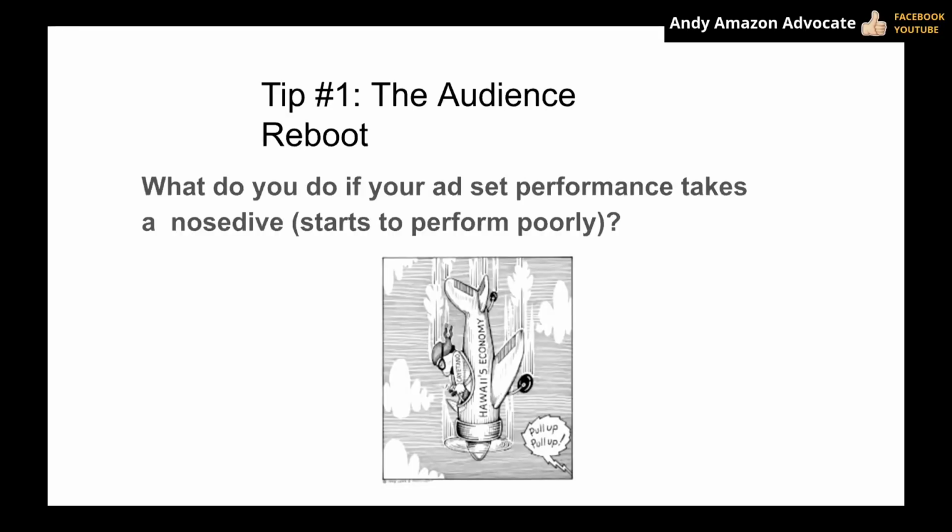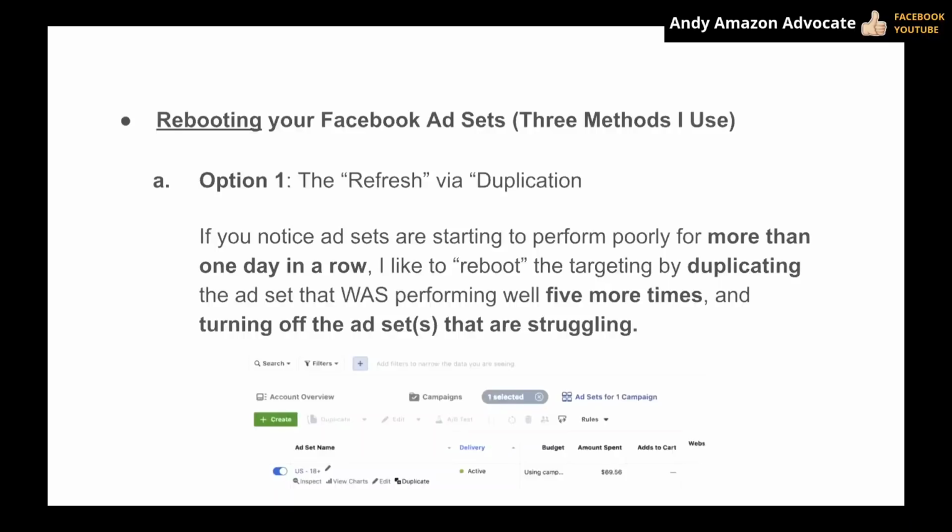Tip 1 is the audience reboot. So if your ad set performance takes a nosedive, you can reboot your Facebook ad sets. The first option is refreshing with duplication. So find the ad set that is performing the best. So this is actually your targeting. Which audiences are you targeting? This is on the ad set level.